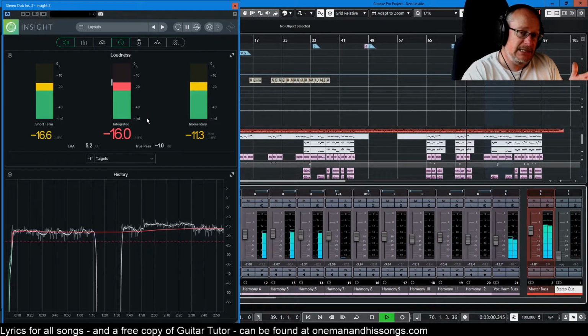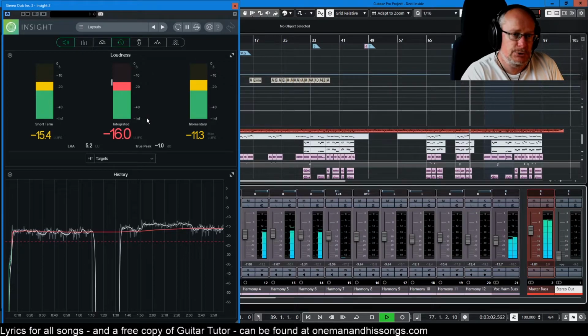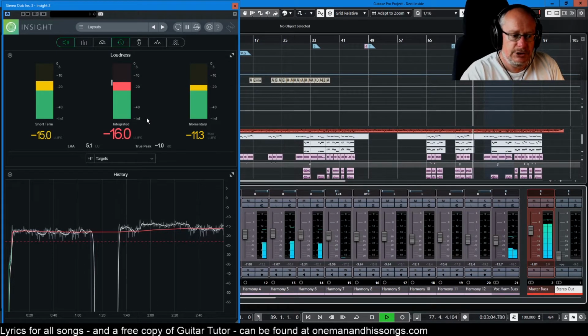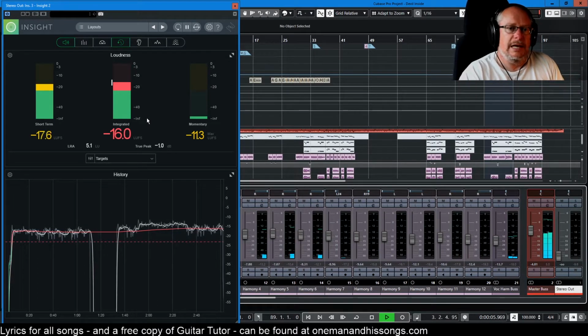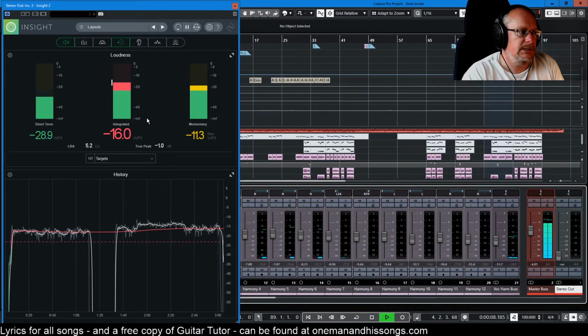This thing, Insight, is purely a monitor. It's not actually doing anything to the tone at all. It's just telling us how loud the song actually is.